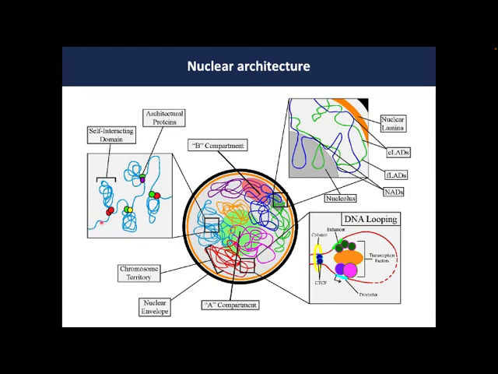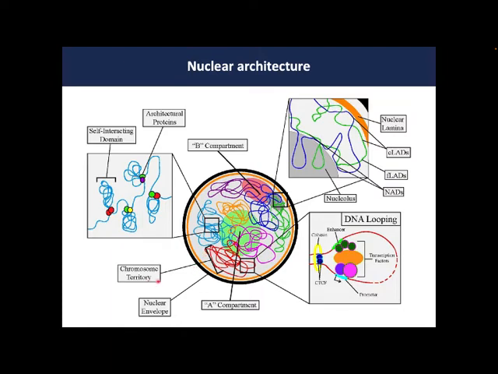How can this architecture be formed inside the nucleus? So there are self-interacting domains. Those DNA fragments interact with each other, and this interaction is mediated by architectural proteins. So these architectural proteins hold certain regions of the DNA segments together, and in this way, the DNA forms some kind of loop structure, and these loop structures can interact frequently with each other.